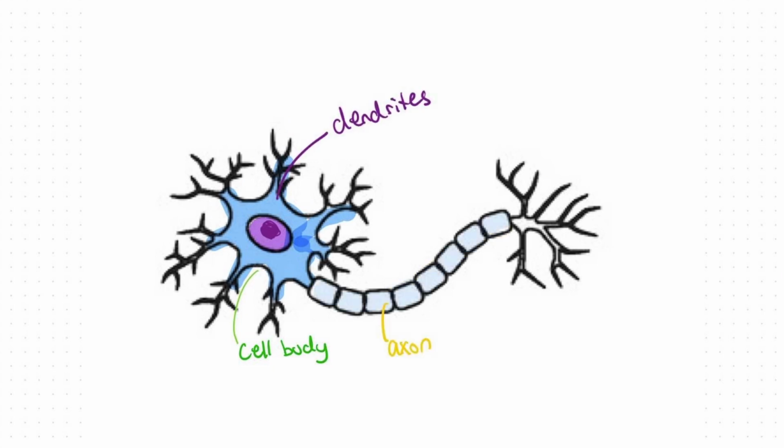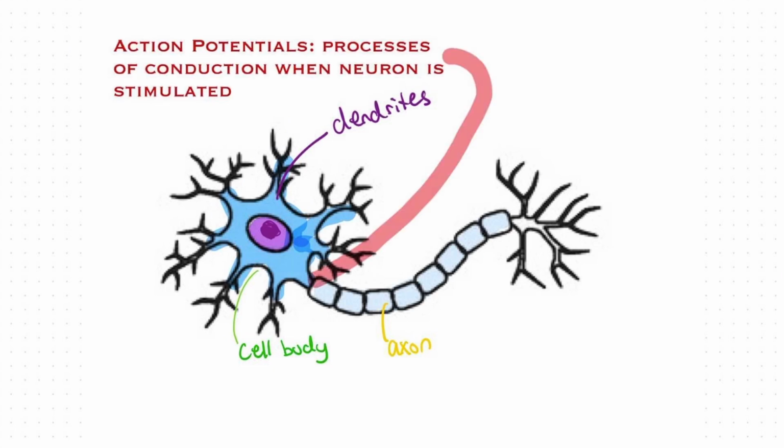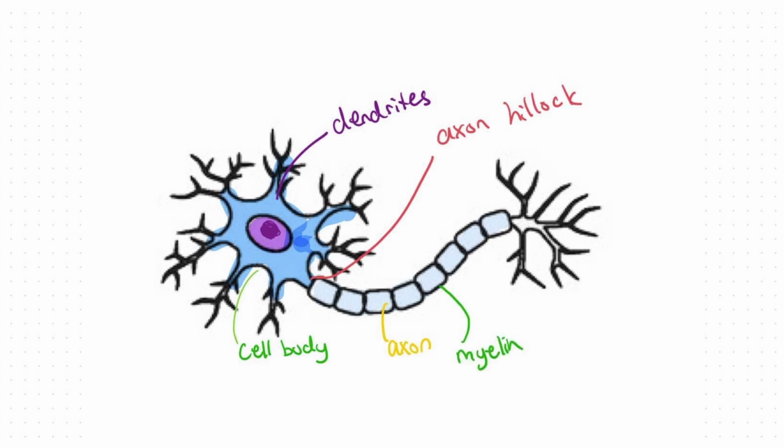This is the axon, a long structure that the action potential travels along. Action potentials are processes of conduction when the neuron is stimulated, and they originate here at the axon hillock. The axon is covered by the myelin sheath, which is fatty, made by Schwann cells, and insulates the axon to increase conduction. This is the axon terminal, the end of the neuron, which is linked to the dendrites of another neuron, or muscle cell, or gland.